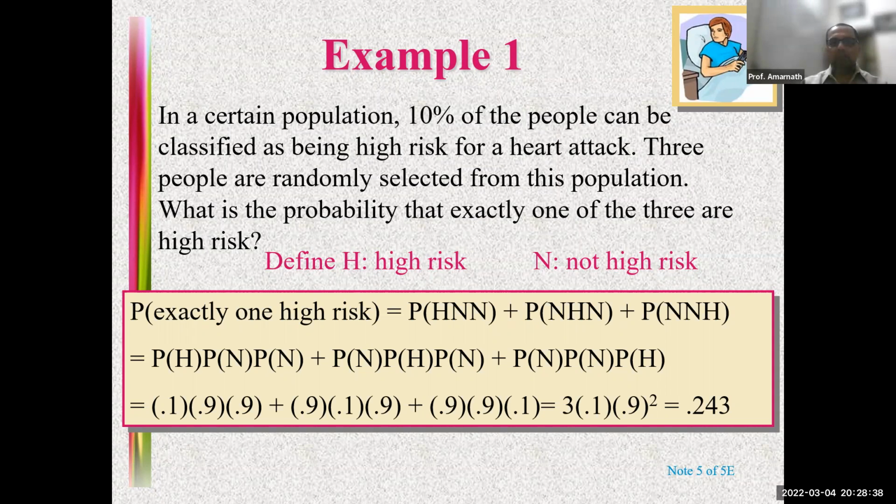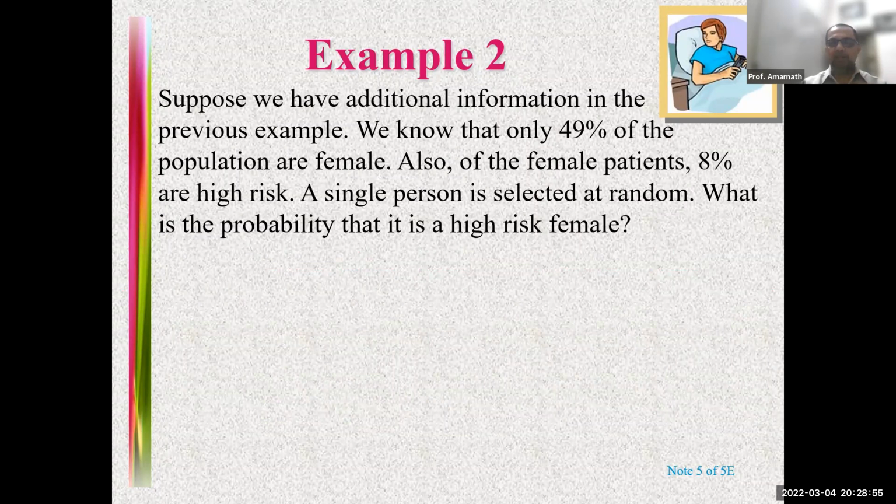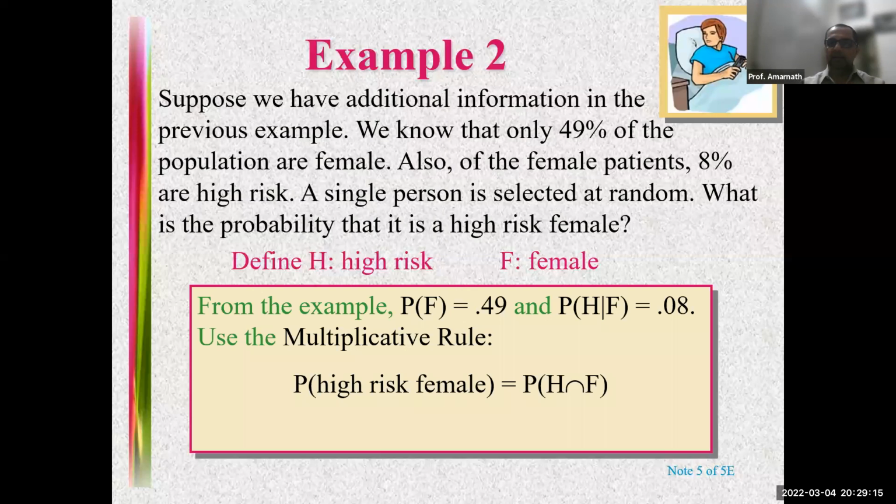Suppose we have additional information in the previous example. Like Surabhi's example, in the second half of the match, rain comes. That's additional information he wants to model. We know that only 49% of the population are female. Also, of female patients, 8% are high risk. A single person is selected at random. What is the probability that it is a high risk female? We use the multiplicative rule, and we get an answer of 0.069.